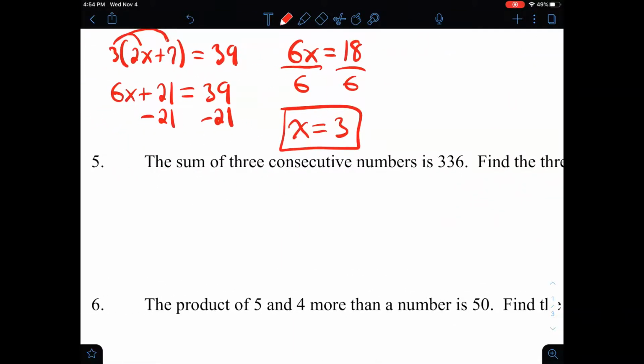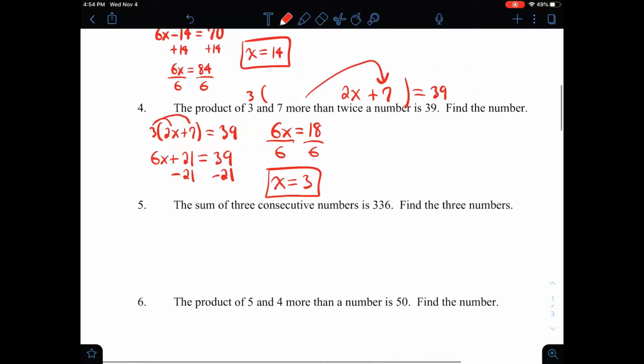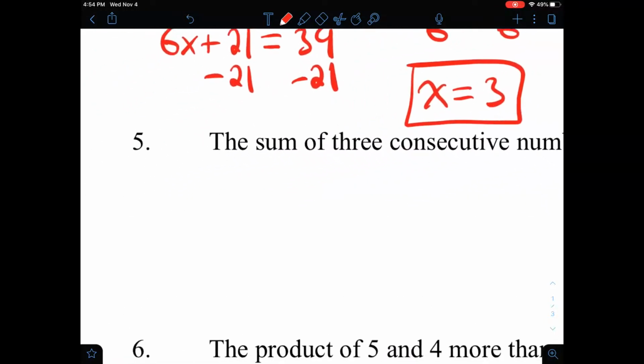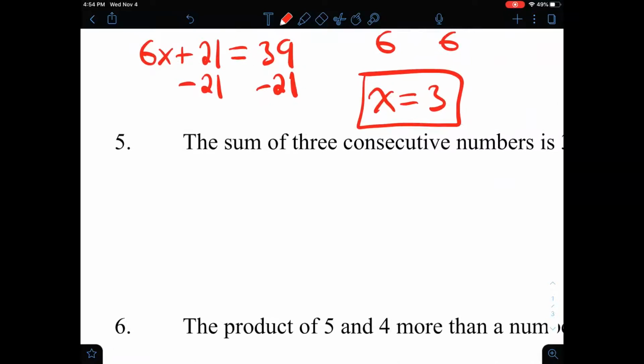The sum of 3 consecutive numbers is 336. Find the 3 numbers. All right. So consecutive numbers just means any numbers in a row. So I'm going to pick 3 numbers in a row. How about 11, 12, and 13? You guys can pick any numbers you want that are in a row. It doesn't matter. Remember, we call the smallest number what?